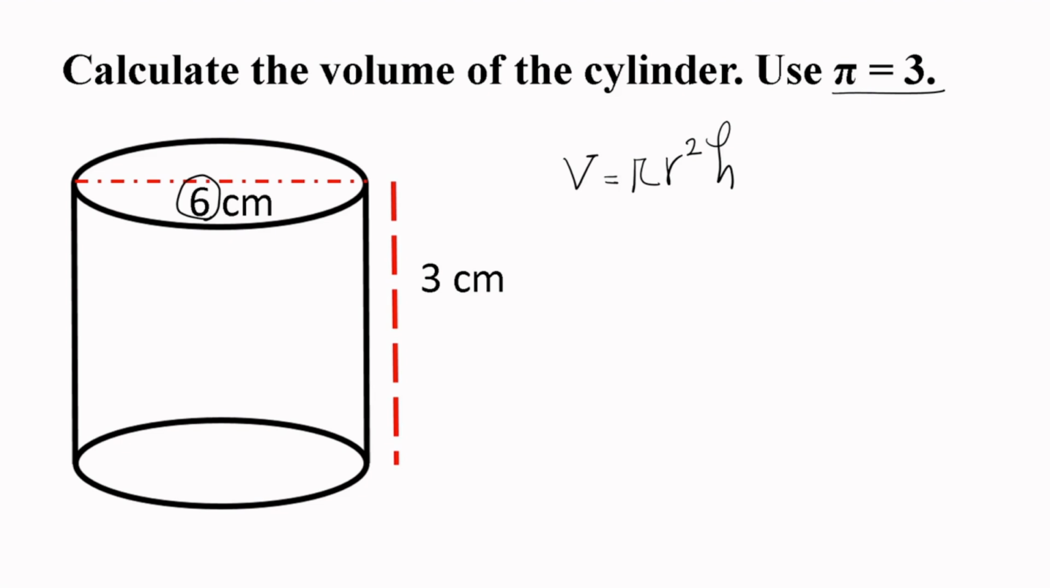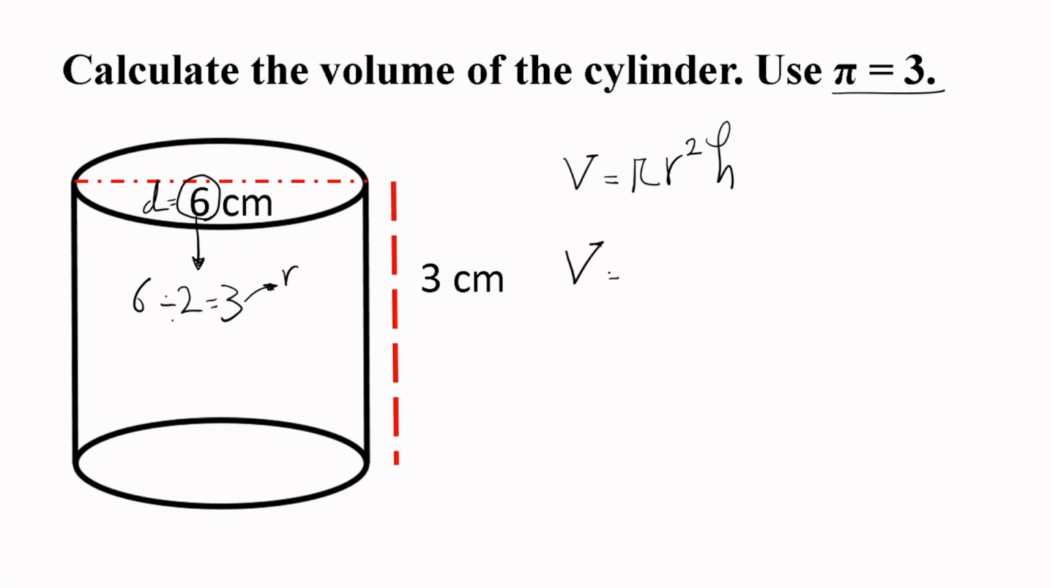Should I rewrite the formula based on the diameter? Yes, you can do that, but it's going to be really time consuming. I do not want to waste a lot of time to rewrite the formula based on diameter. So I can easily divide this number, so it's going to be diameter. I can easily divide this number by 2, 3. So this one is going to be radius.